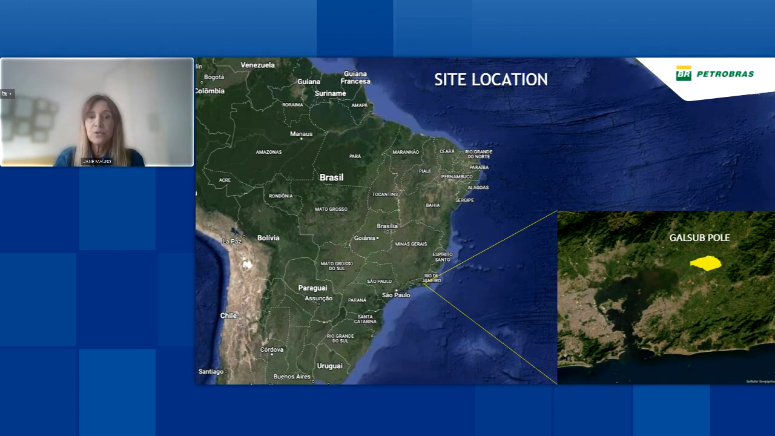So talking about the Gaslub Pole, it's located in Rio de Janeiro, around the Guanabara Bay, which is a highly urbanized bay. On one side of the bay, you have Rio de Janeiro city. On the other side, you have Niterói, but also many other cities nearby. And the yellow figure is the Gaslub pole, located in a more anthropic rural area.